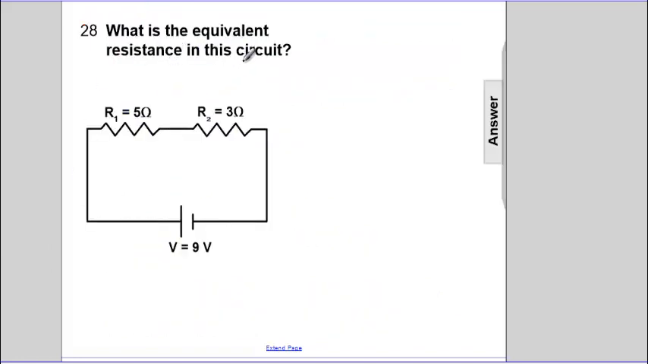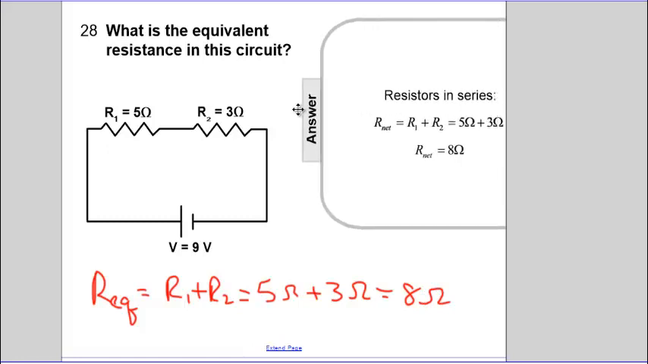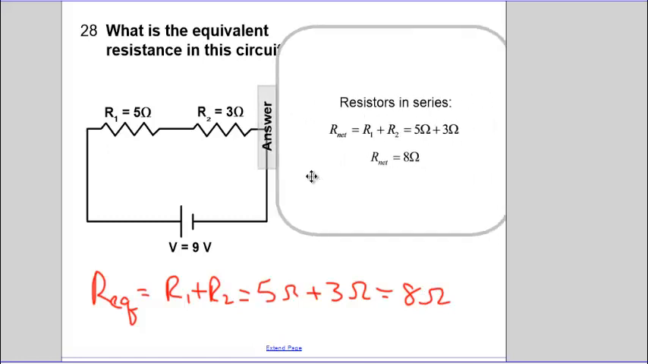So the question is, for this problem, what is the total or the equivalent resistance of the circuit? We'll write a formula. R equivalent is R1 plus R2. When we do this, we'll get 5 ohms plus 3 ohms, which will give us a grand total of 8 ohms of resistance. Reveal the slide. There we go. Going to move forward.